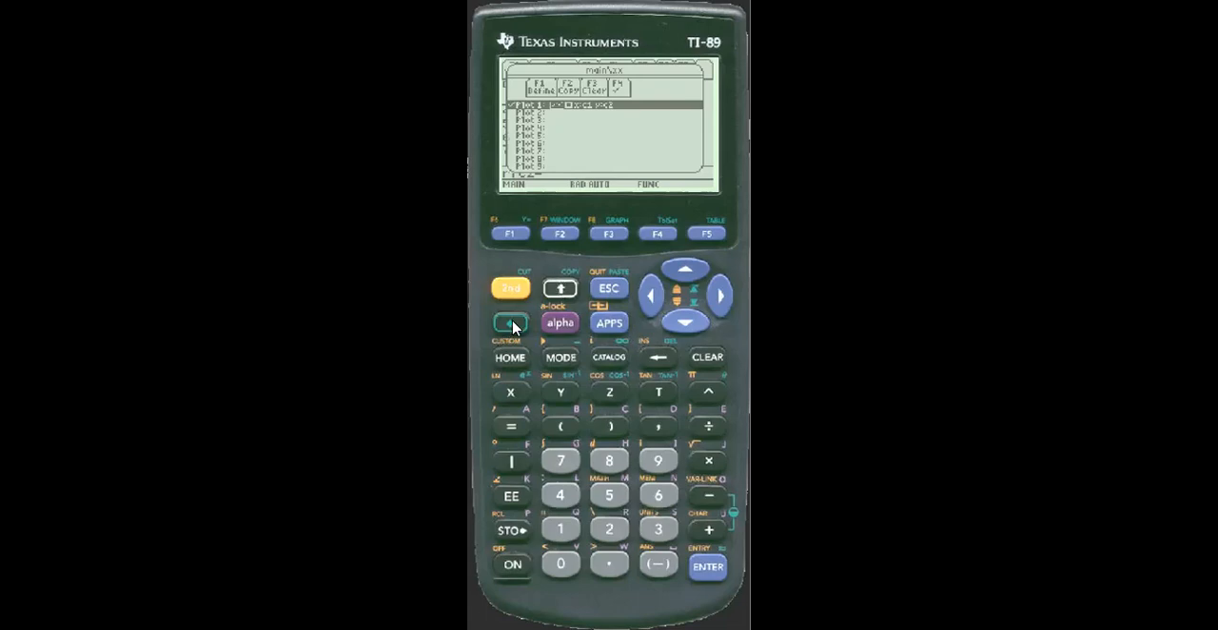Now to display the Y editor, press the diamond key. Diamond key is here and F1. Press diamond key and F1. What we want to plot is plot 1, select plot 1. And if it is anything else, move your highlighted window to plot 1.